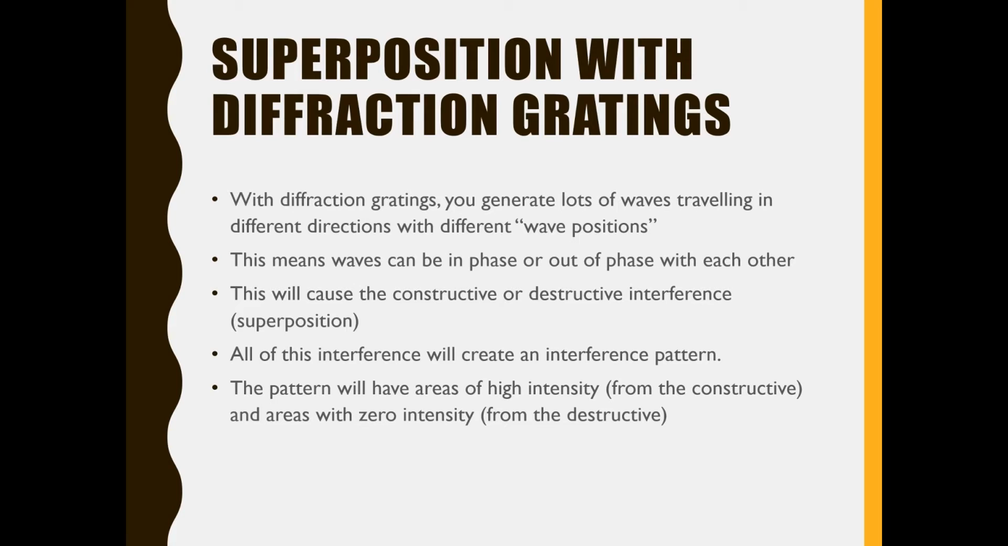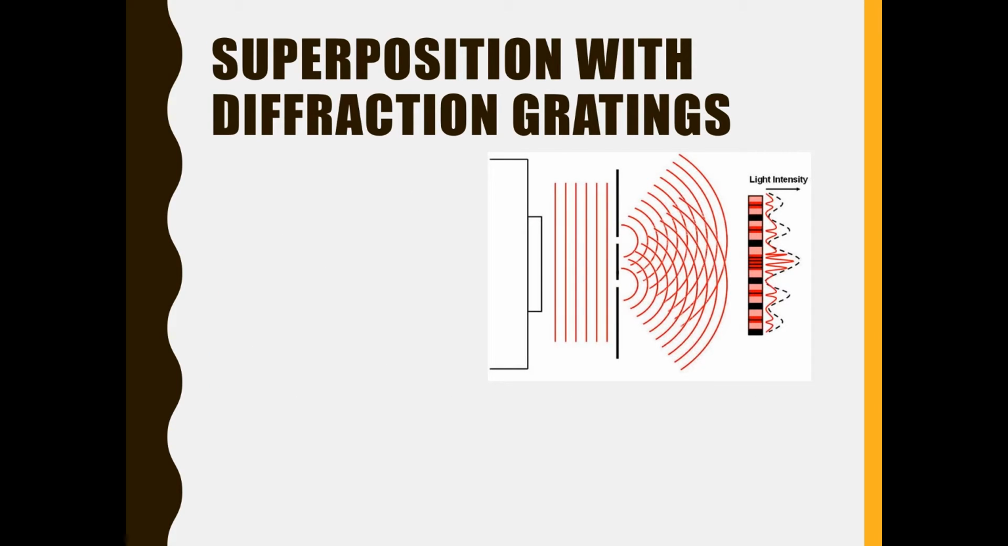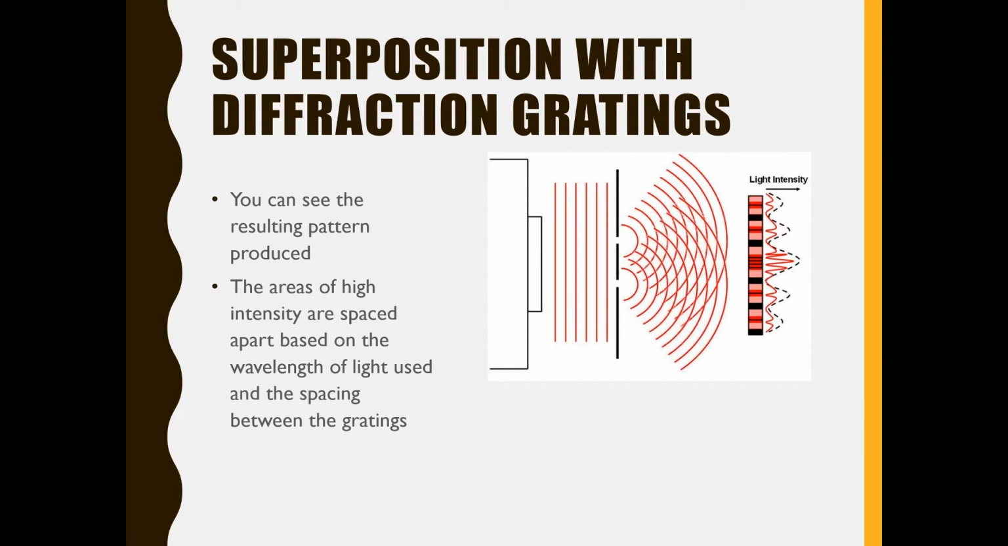These changes to amplitude create what we call an interference pattern. And the interference pattern will have the areas of high intensity and the areas of low intensity. Now, visually, we'll be doing this next week, and you'll be able to see the pattern produced. The areas of high intensity are spaced apart, so they're not constant.